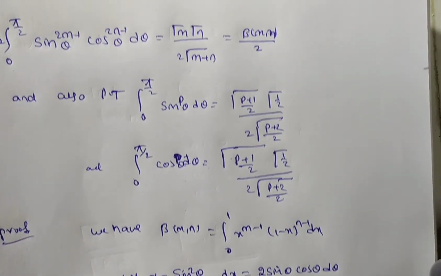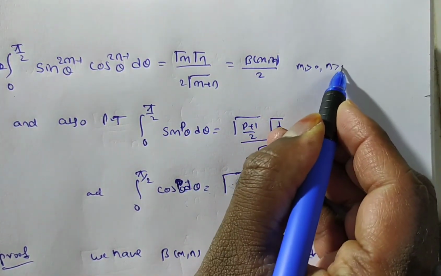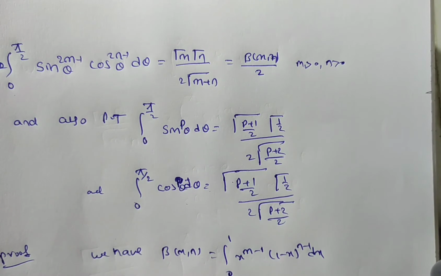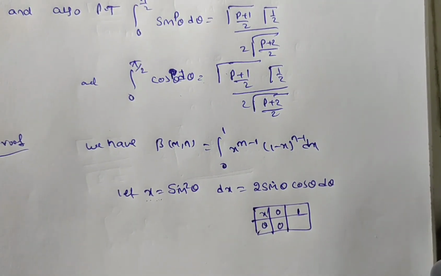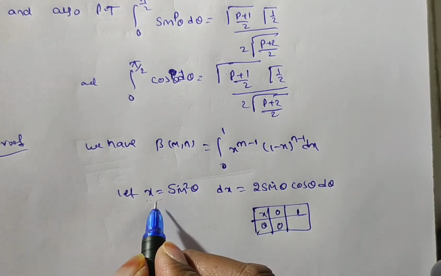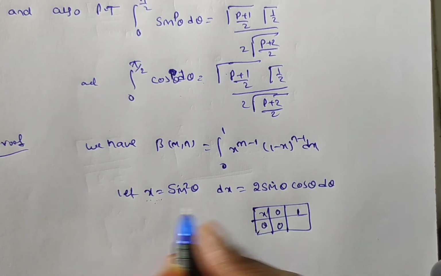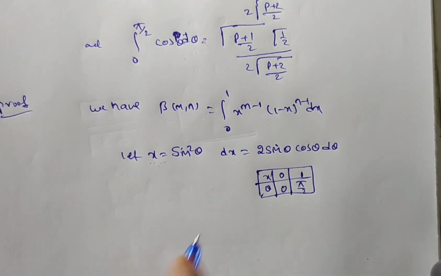Friends, here you observe m and n both will be greater than 0. Even if I have not written it, the beta function will exist only for m greater than 0 and n greater than 0. Otherwise it is not convergent. Now the next case, if you put x is equal to 1, then sine square theta is 1, which means sine is 1. When it is 1, it is at pi by 2. In the first quadrant only we are taking the angle. Right friends?